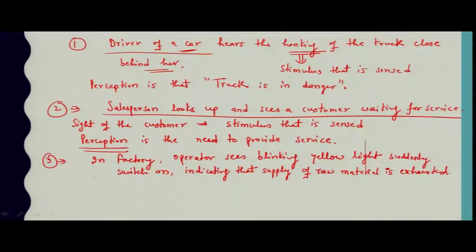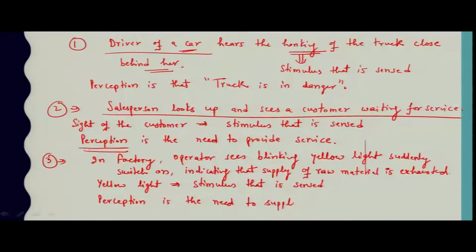So here we have to determine what the stimulus is. That yellow light was the stimulus that is sensed, and here the perception is the need to supply more raw material.